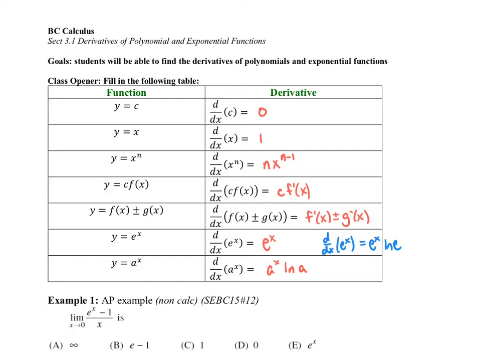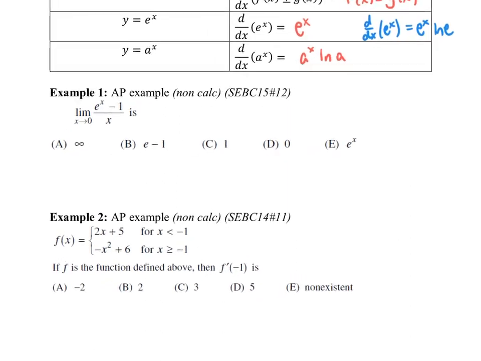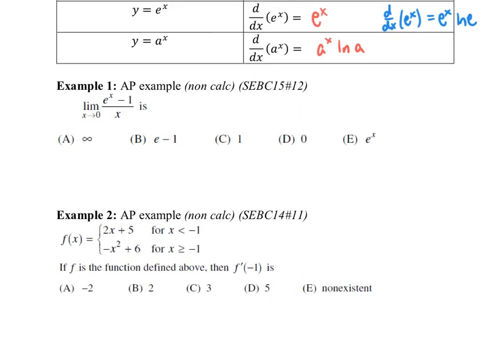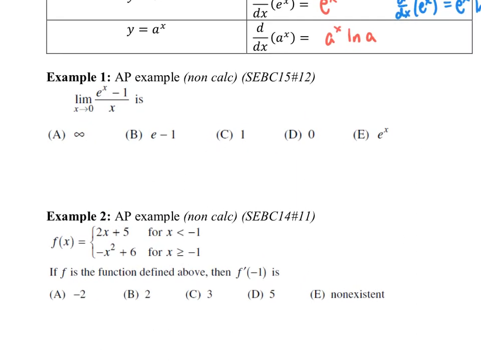Okay, let's try just a small number of examples here to review, again, your derivatives of polynomials and exponential functions. So this first one is actually utilizing the definition of a derivative, and if you remember back to when we were talking about this limit definition in the past, we have the limit as x goes to a of f of x minus f of a divided by x minus a.